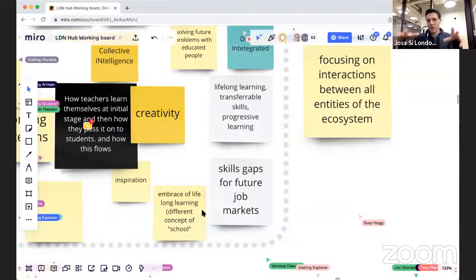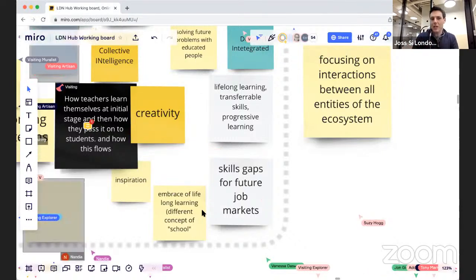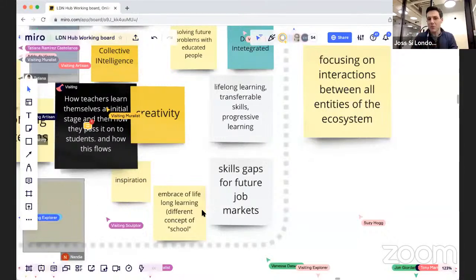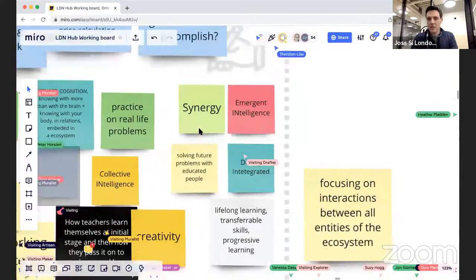Embrace of lifelong learning, different concepts of school. Yeah, it's not dividing up and putting education into a specific format that happens between 5 and 18 or 24. It's actually an ongoing thing over your full life cycle. Creativity, inspiration, synergy, solving future problems with educated people. Practice on real life problems.